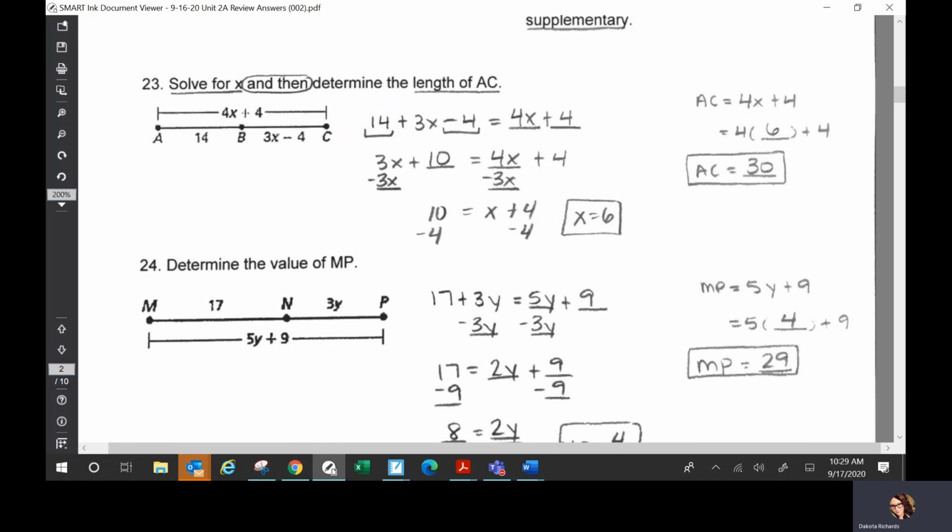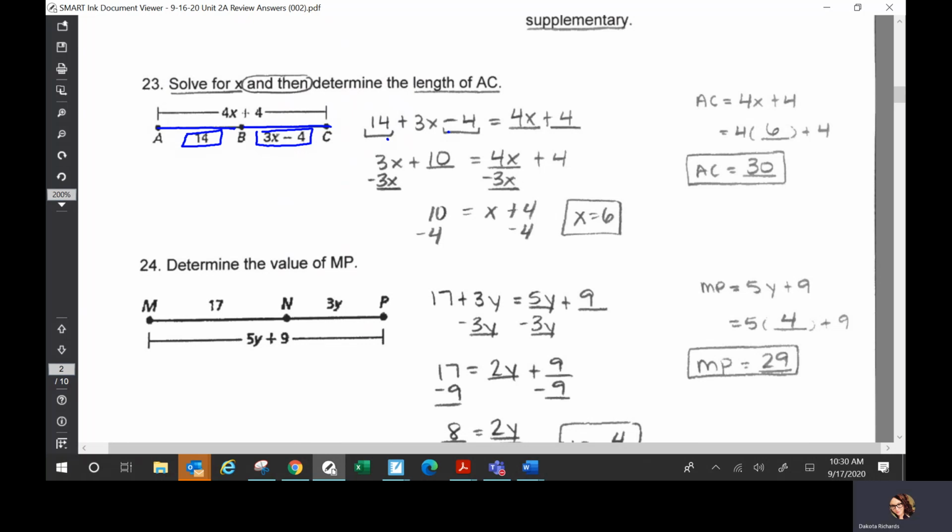Okay, 23. This is segment addition. So solve for X and then determine the length of AC. So we are given 14 is A to B, and 3x minus 4 is B to C. Those two together equal 4x plus 4, so that's exactly how you set it up. 14 plus 3x minus 4 equals the whole thing, which is 4x plus 4. Solve for x, you get x is 6.